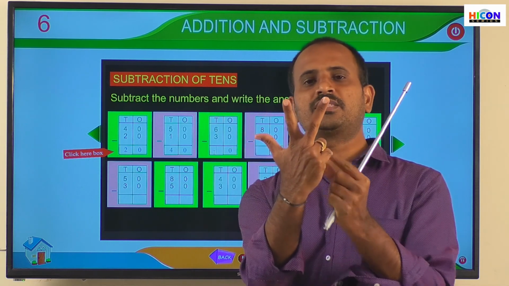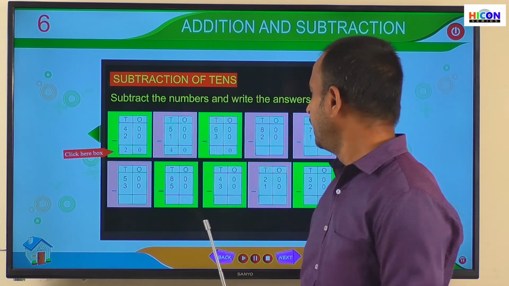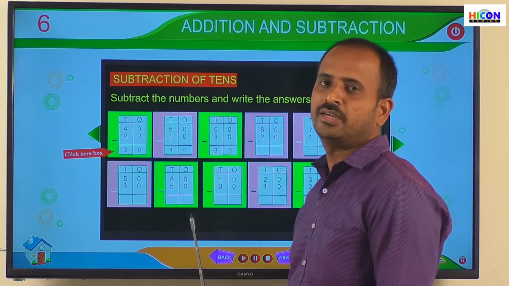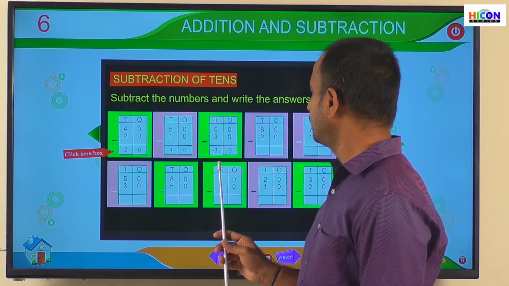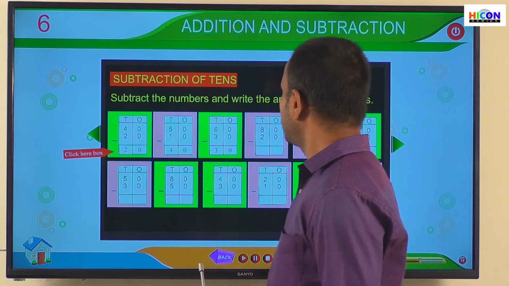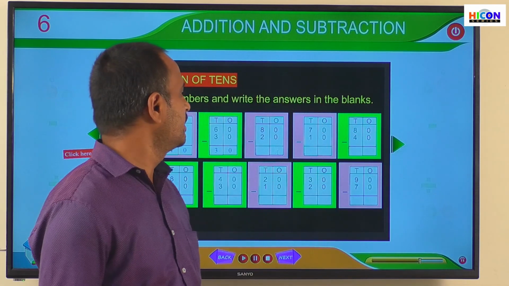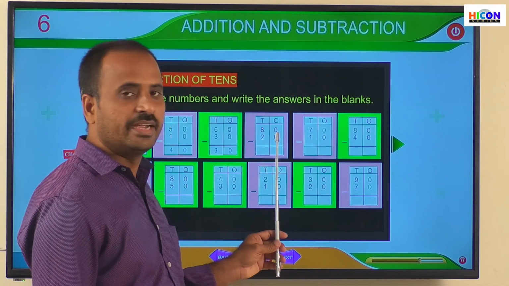So children, how many fingers are there remaining? 1, 2, 3. There are remaining 3 fingers. So write 3 under tens place. Answer is 30. So children, see the next one here. What is the next problem here? There are also given 2 numbers. What is it? That is the first number is 80.